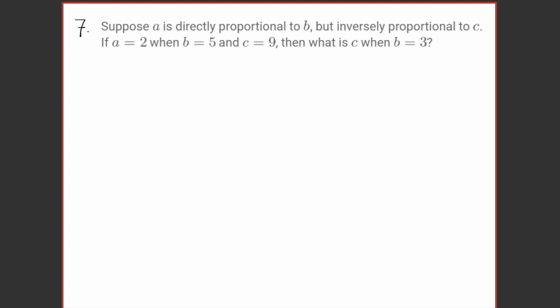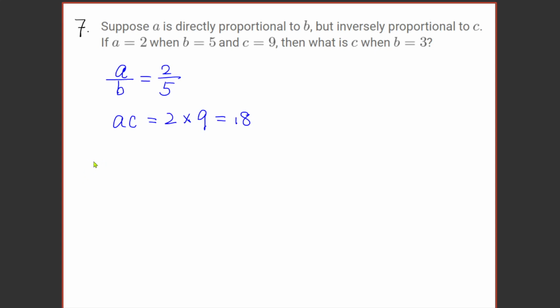Okay, number 7. Because A is directly proportional to B, and A equals 2 when B equals 5, we then have A over B equals 2 over 5, right? And because A is inversely proportional to C and A equals 2 when C equals 9, then we have AC equals 2 times 9, which is 18, right?